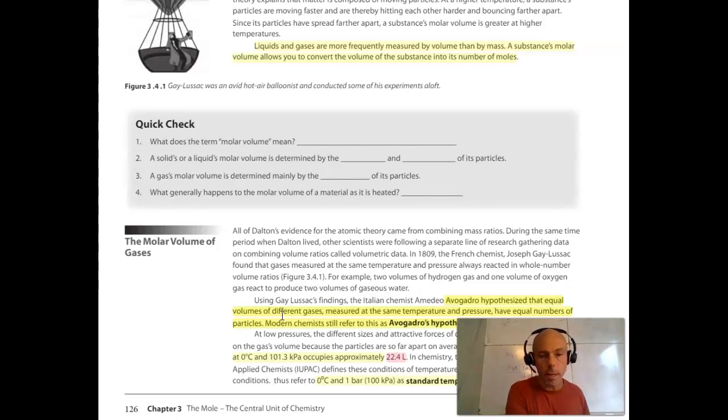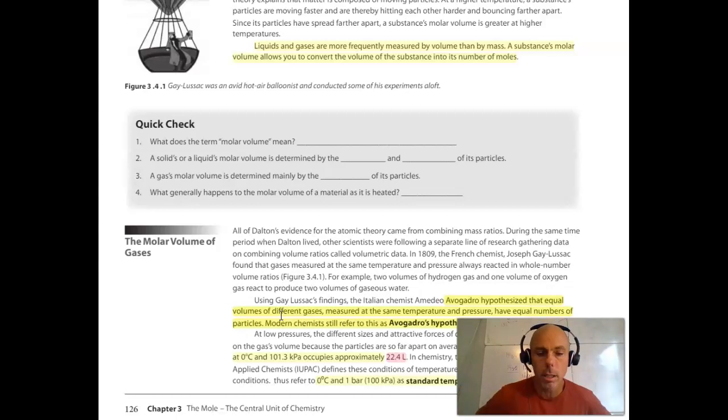It could be helium gas or carbon dioxide gas or oxygen gas. If those gases are at the same temperature and pressure, even though those molecules themselves have different sizes, the spacing between the particles will be the same and they will occupy the same volume. That's because the spacing of gas particles is a function of the temperature that those particles are at. The greater the temperature, the faster they're moving, the more they collide off each other, the more they spread out, and the greater volume they take up.